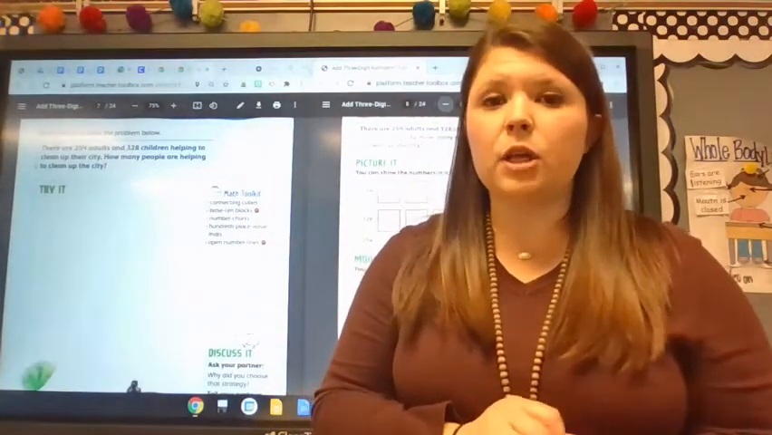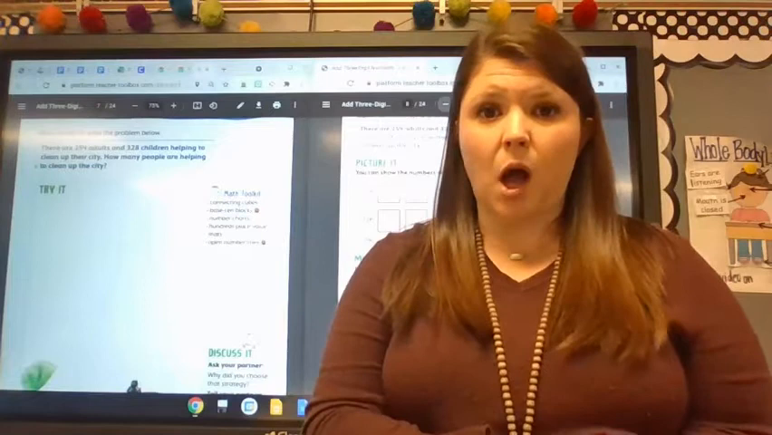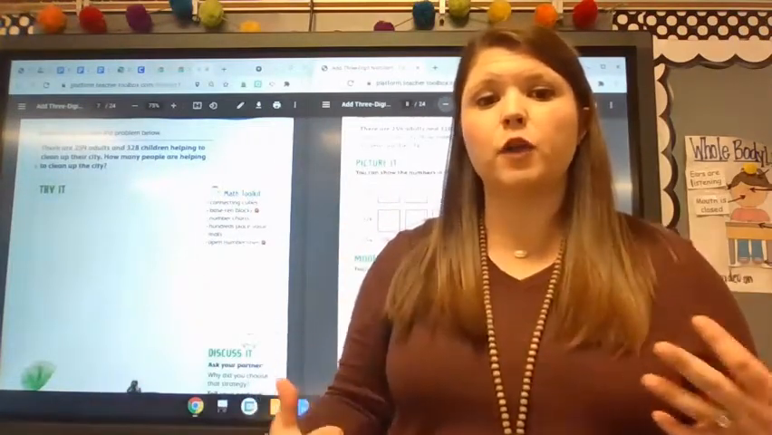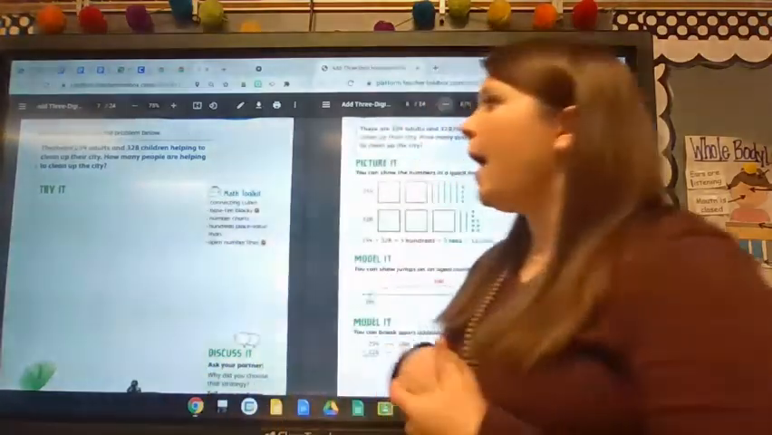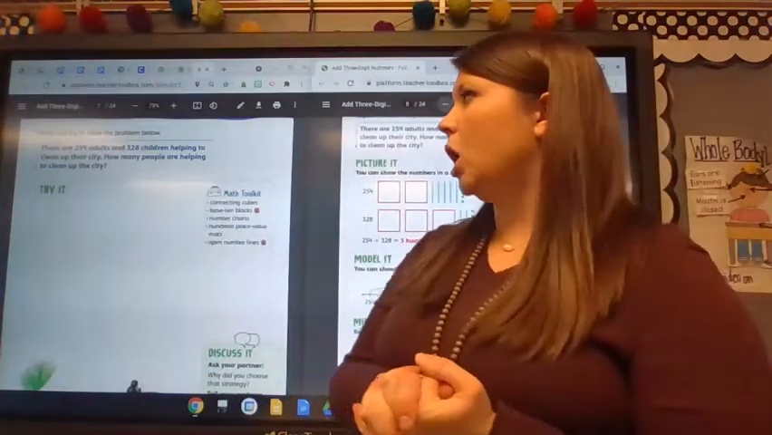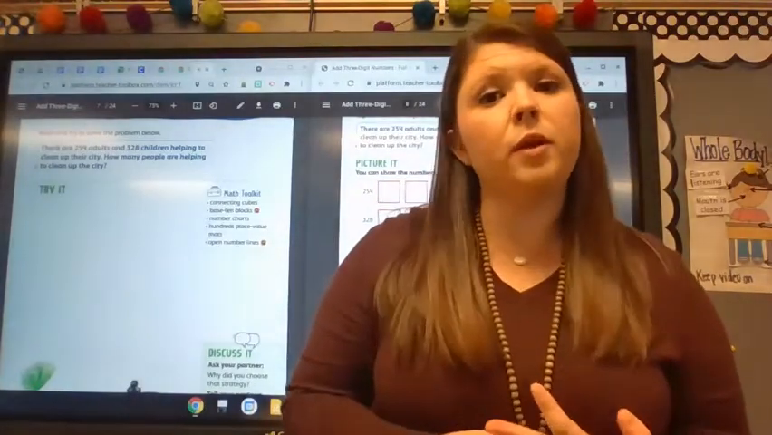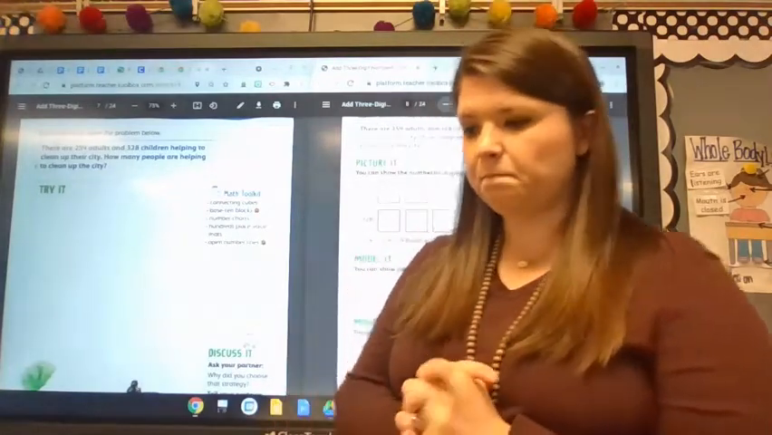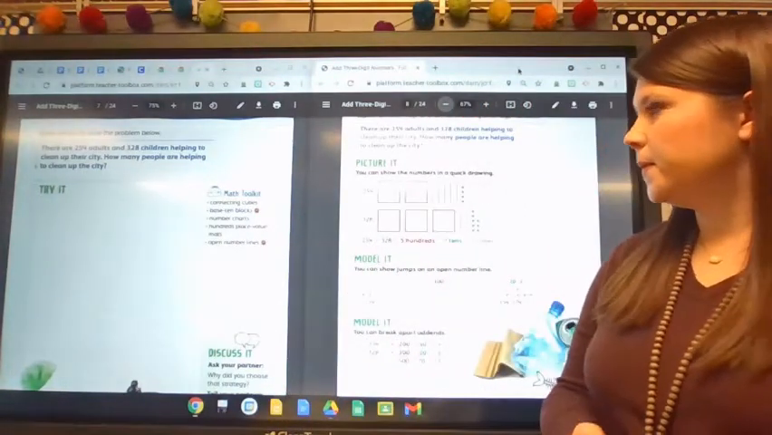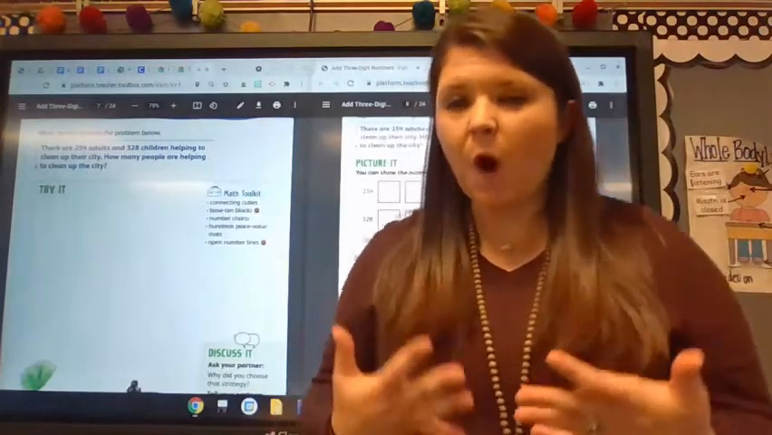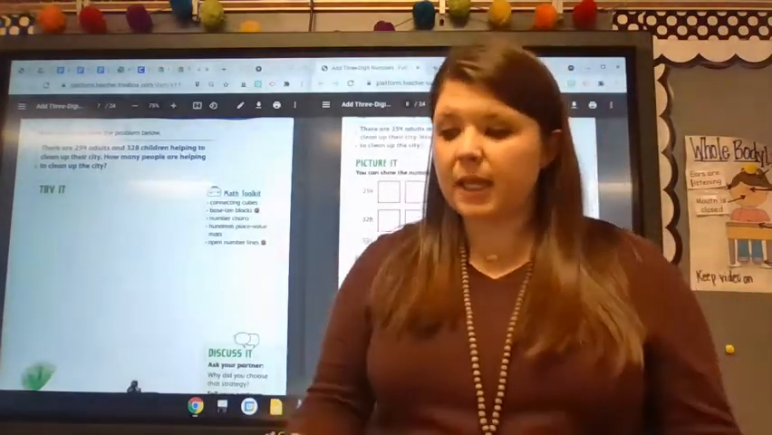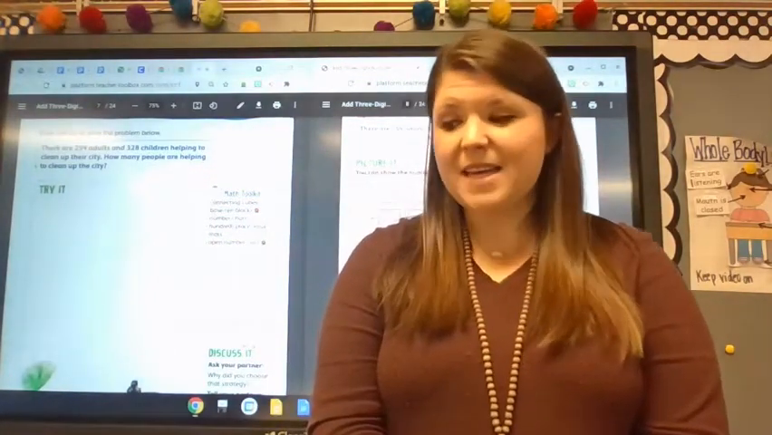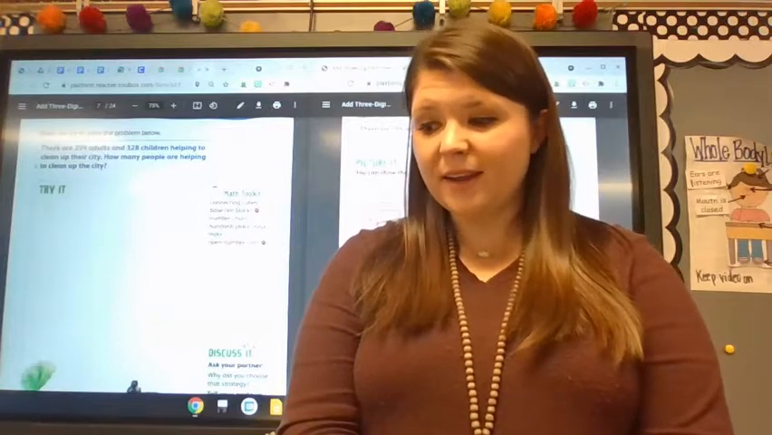All right, guys, so you can use the virtual base 10 blocks. You may draw a picture. You may use a number line or some other strategy that will help you solve how many people there are helping to clean up the city. When you have finished solving that problem, you may unpause the video and let us check. All right, so how many people are there helping to clean up the city? How many is it, guys? 582.